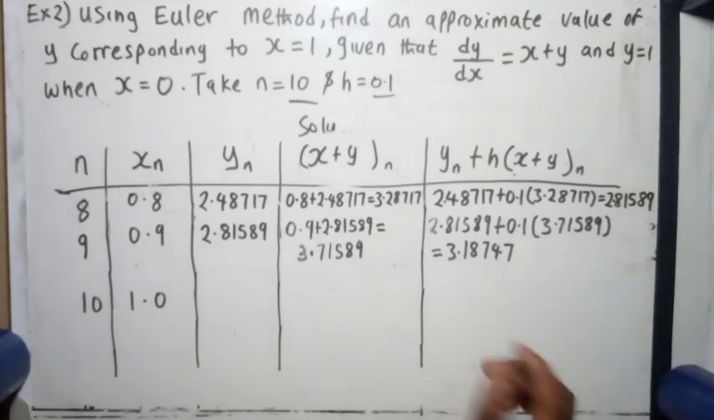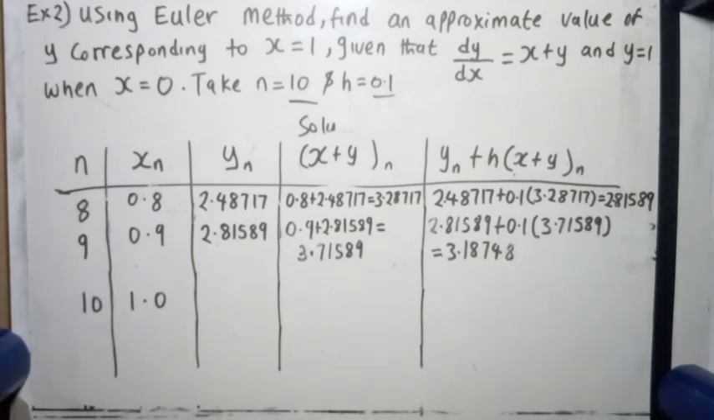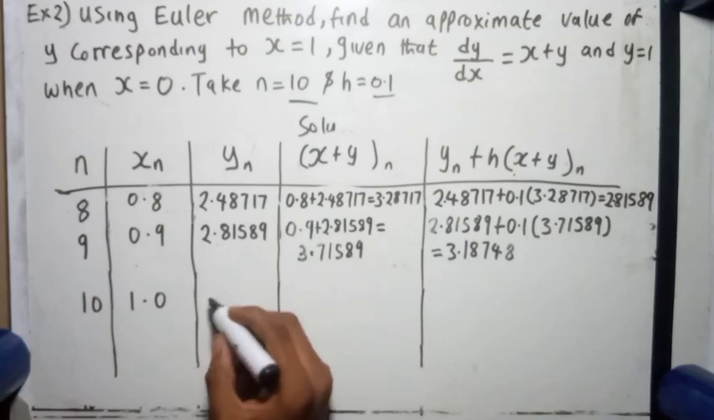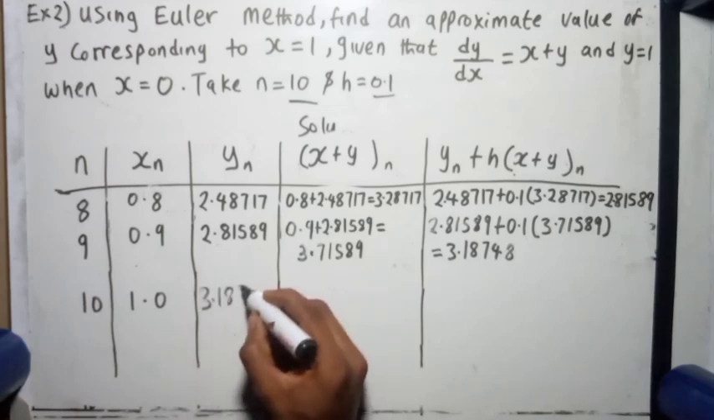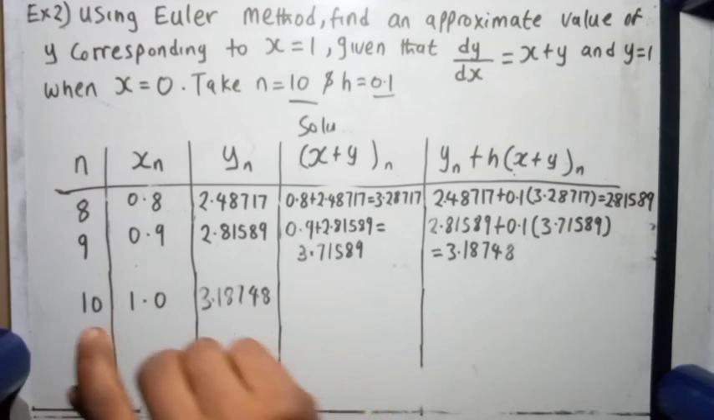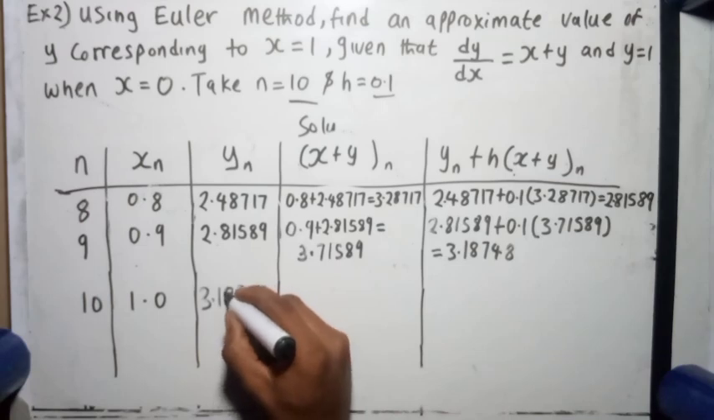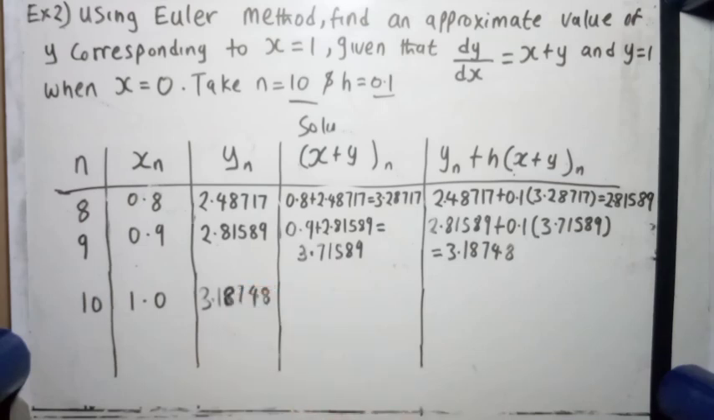Okay, sorry, I said five decimal places. I'm a man of my word. 5 decimal places. Now we are having our answer, which is the value we are trying to find. This is y when x is 1. Our final answer now is 3.18748. So this is the approximate value. According to the question, y when x is 1 is 3.18748. So that's our answer.